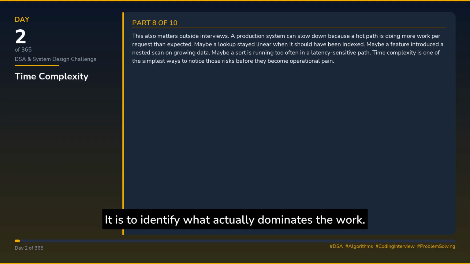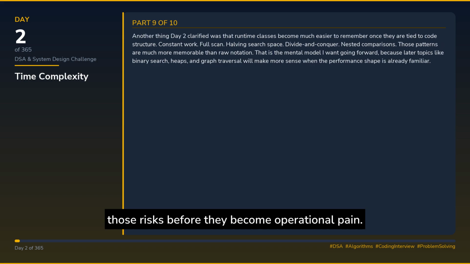This also matters outside interviews. A production system can slow down because a hot path is doing more work per request than expected. Maybe a lookup stayed linear when it should have been indexed. Maybe a feature introduced a nested scan on growing data. Maybe a sort is running too often in a latency-sensitive path. Time complexity is one of the simplest ways to notice those risks before they become operational pain.